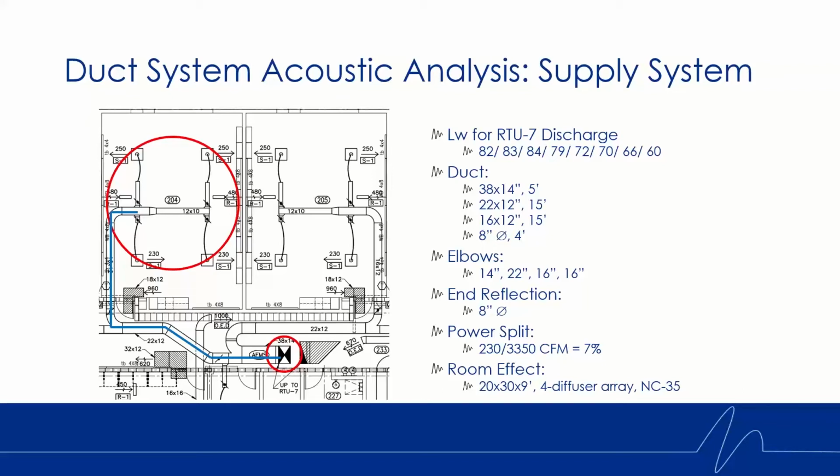You can see the duct elements all laid out on the right of the screen: the ducts, the elbow sizes, the amount of branching going through to the diffuser, as well as the size and number of diffusers, and the required NC level for the space.